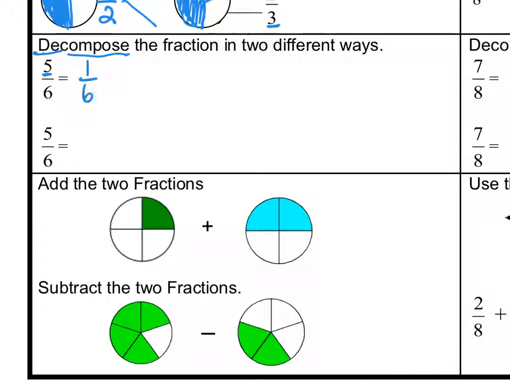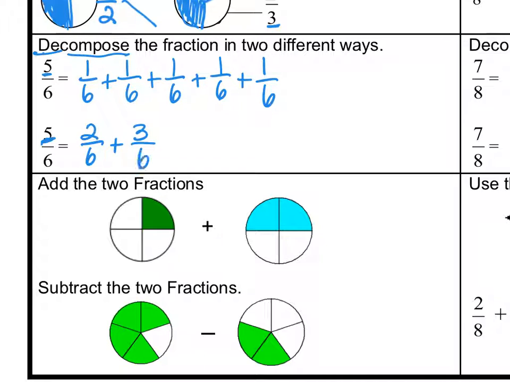So 1/6 plus 1/6. And we have to do this 5 times. There's the third one. Here's the fourth one. Here's the fifth one. So all of these 1/6, because there are 5 of them, add up to 5/6. Now we have to do it a different way. And all that means is think of a different way besides adding up ones that would make 5. Well, how about 2/6 plus 3/6? Because 2 plus 3 is 5.